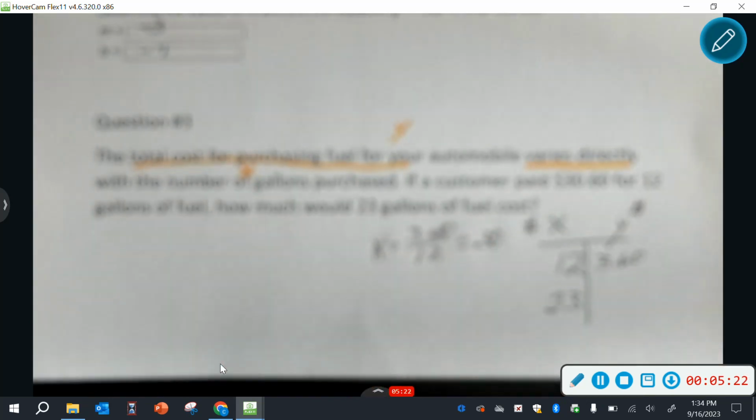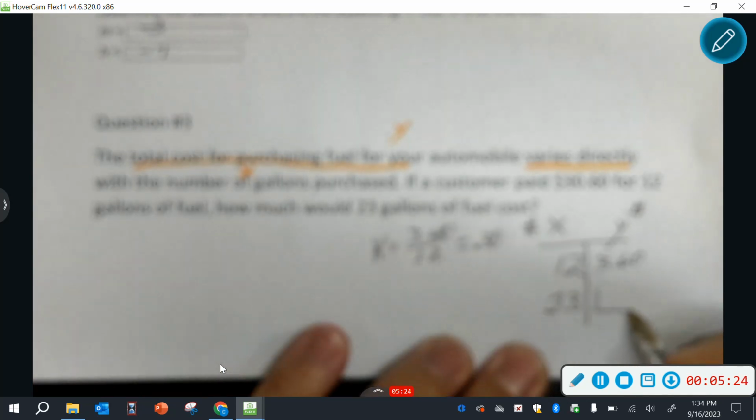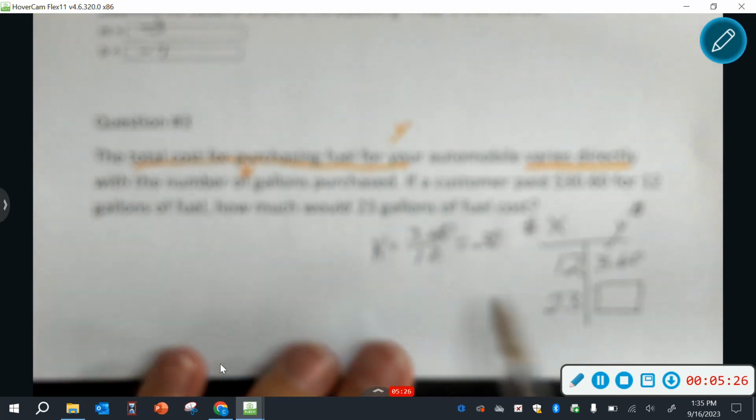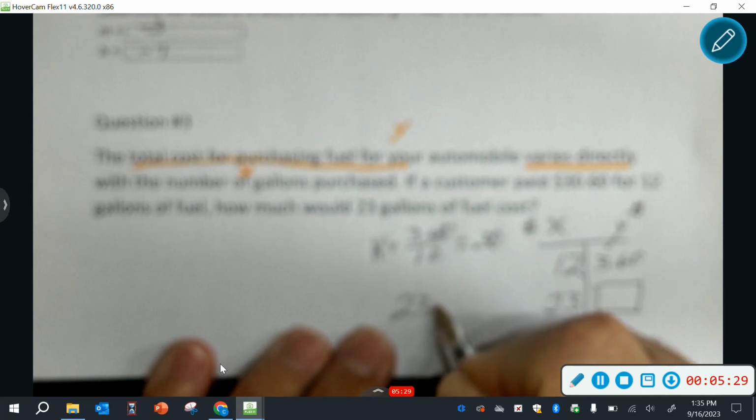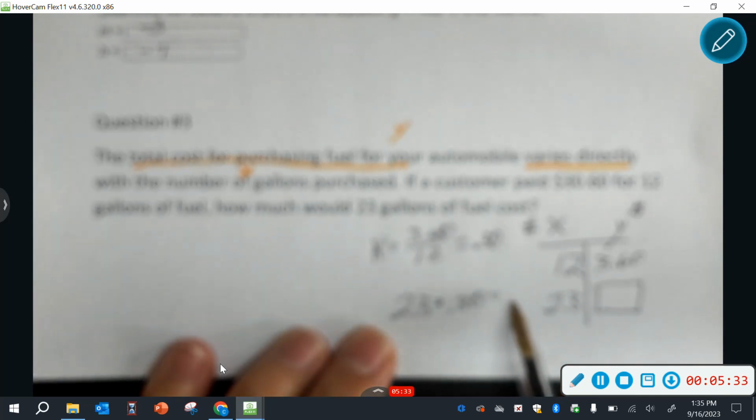So I would go 23. So we want to get this number right here. So we're going to go 23 times 0.30. And I'll let you do that on your Desmos.